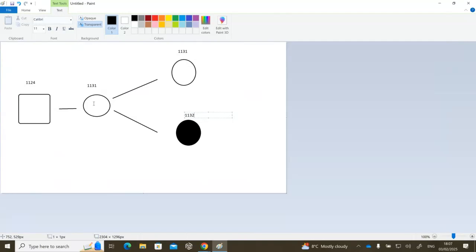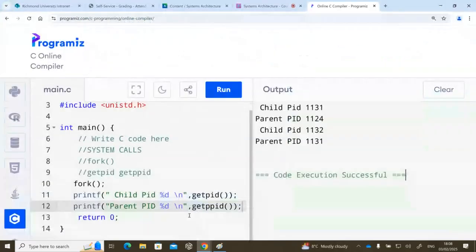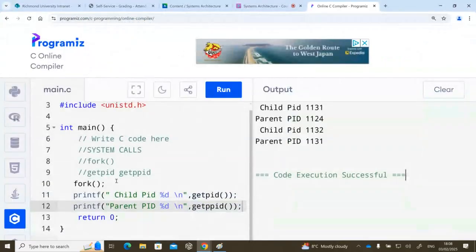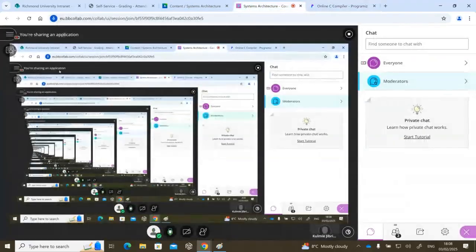On the midterm, you'll have to make a tree diagram as well, so make a note with the process IDs. Not on next week's quiz, but on the midterm. Okay, up till here for today. Now practice this much. Stop recording.